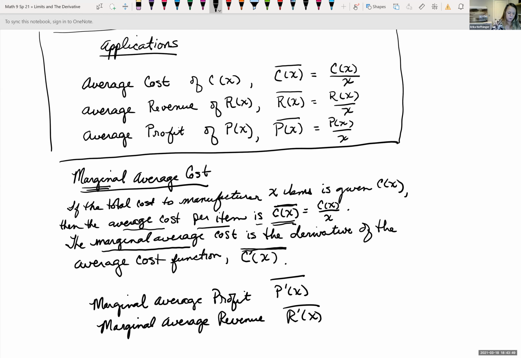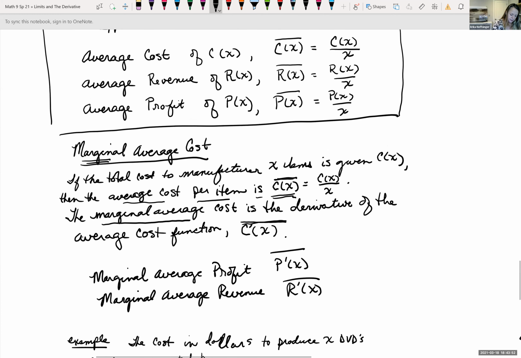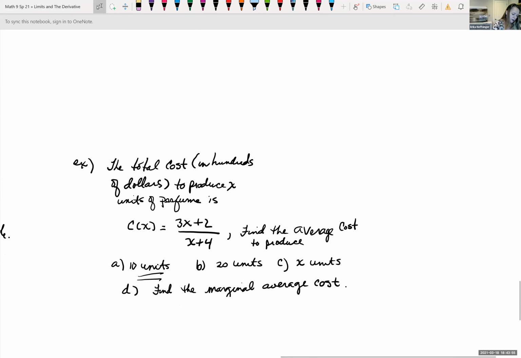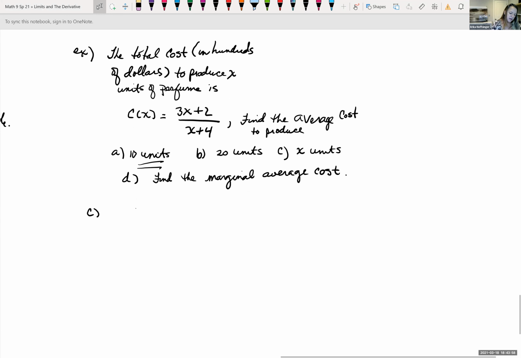And so let's look at an example where we want this. Here we have that the total cost in hundreds of dollars to produce X units of perfume is the following. So C of X is equal to 3x plus 2 all over x plus 4. And we want to find the average cost to produce 10 units, 20 units, and X units. And then we want to find the marginal average cost. So I think it's easier if we start with C bar. So we want to look at it for X units. And once we find the average cost of X units, we can find the average cost of 10 units and 20 units.